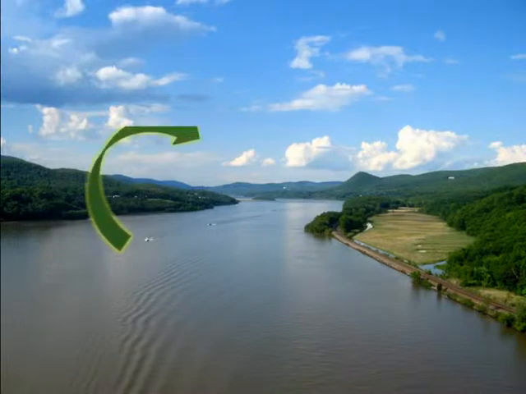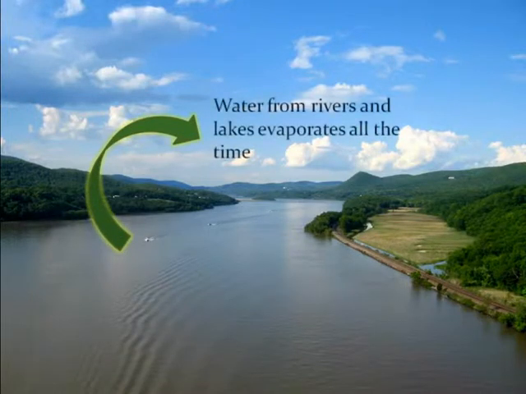As you can see, in rivers and lakes, water evaporates all the time. The level of rivers and lakes decreases during the summer months when there are no rains, because no water is being added to the rivers and water is getting evaporated all the time. That's why the level decreases.